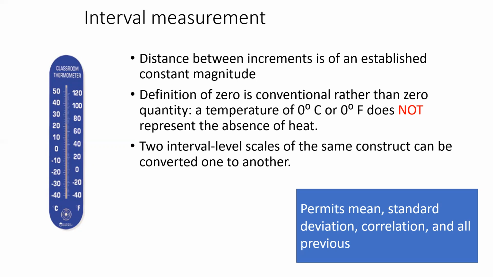Now we get to interval level measurement. With interval level measurement, you have an equal magnitude between each increment. The distance between 1 and 2 is the same as the distance between 2 and 3. Now, this is not true with ordinal measurement.